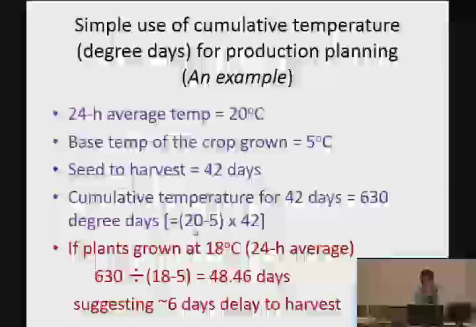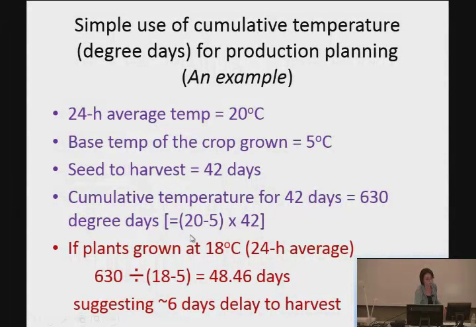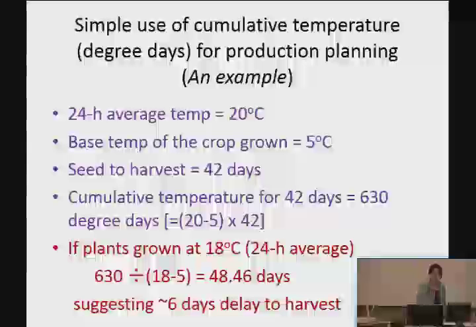How did you do that? 20, which is the daily average, minus 5 base temperature, times 42. Because it's perfect control, it's easy: just the average temperature minus base, times days. In the field and greenhouse, you have to get the degree days every day and then sum them up. But in this case, it's just a simplified example. So my degree days to get the harvest of the crop is 630 degree days.